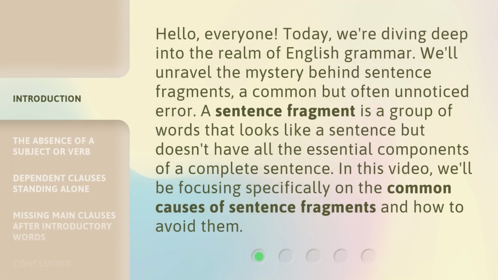Hello, everyone. Today, we're diving deep into the realm of English grammar. We'll unravel the mystery behind sentence fragments, a common but often unnoticed error. A sentence fragment is a group of words that looks like a sentence but doesn't have all the essential components of a complete sentence. In this video, we'll be focusing specifically on the common causes of sentence fragments and how to avoid them.